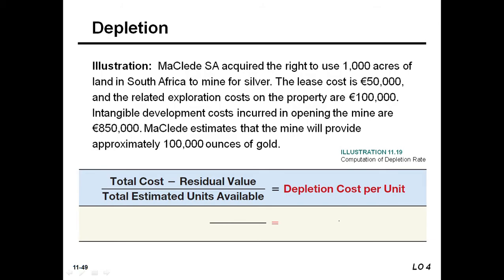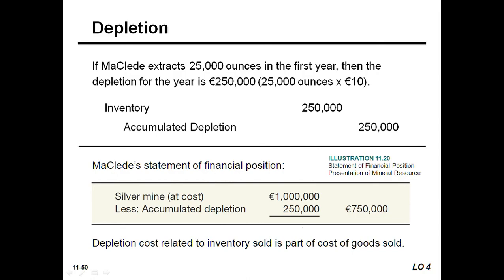So you use the formula to calculate the value. So you take your cost minus the residual value. Here I think they have not mentioned any residual value, so you just add up all those costs: 50,000, 100,000 and 850,000 gives you 1 million euros, divided by 100,000 ounces of gold. That means for every ounce of gold that was extracted, the depletion cost would be 10 euros. Fine. So if MacLeod extracts 25,000 ounces in the first year, then the depletion charge for that year is going to be 250,000. That is 25,000 ounces times 10 euros per ounce.